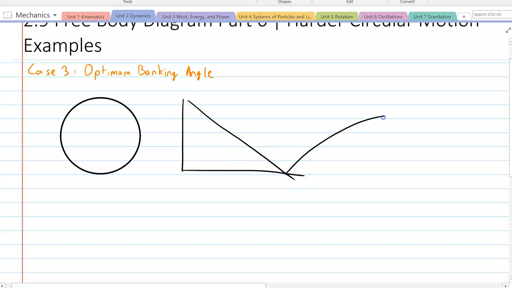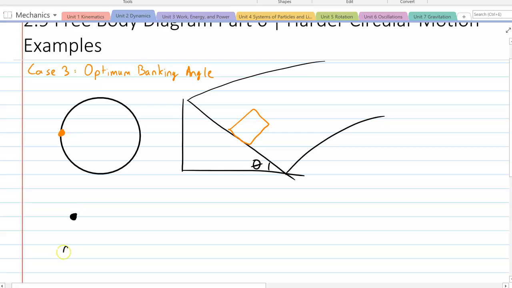So let's actually pretend I have a car here, and let's say the car is on its side right here, in this location. It doesn't really matter the location, more so the idea of what I'm trying to get at, which is optimum banking. So we have an angle here, and we want to find what is the optimum speed the car must go along this path. And there's actually 3 cases that can happen.